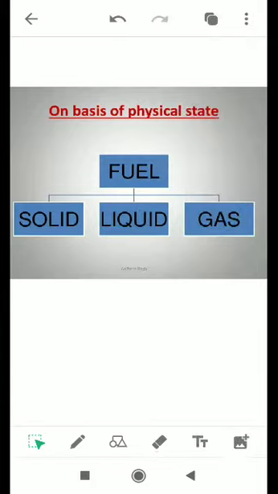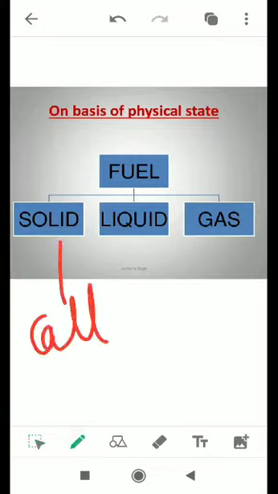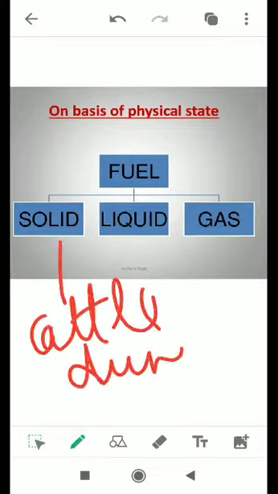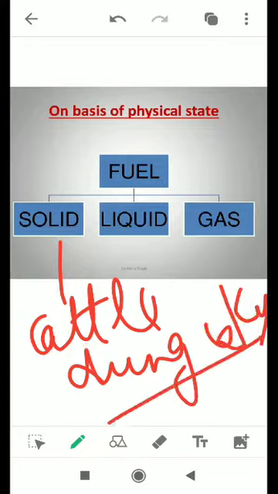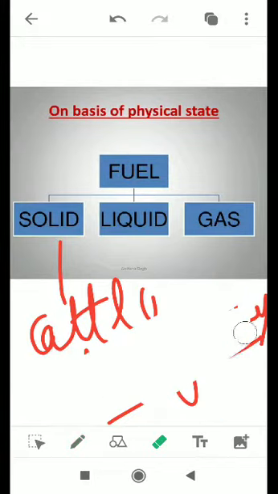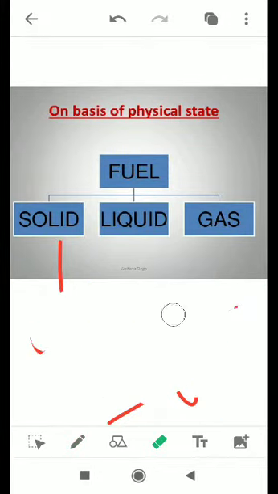Now let us see, on the basis of physical state, fuels are classified into three types. The first is solid fuel. Examples of solid fuel can be cattle dung cakes, which we also call kande, made from cattle dung. It can be wood, it can be coal. These are the types of solid fuel.